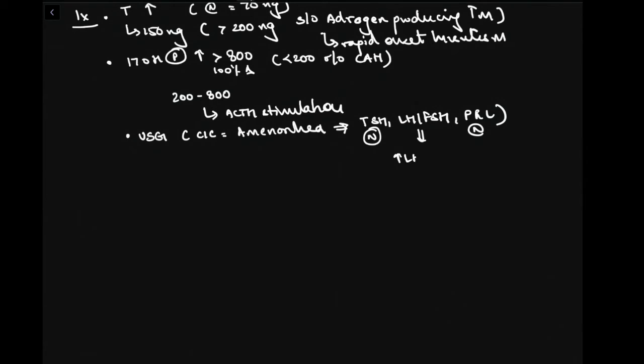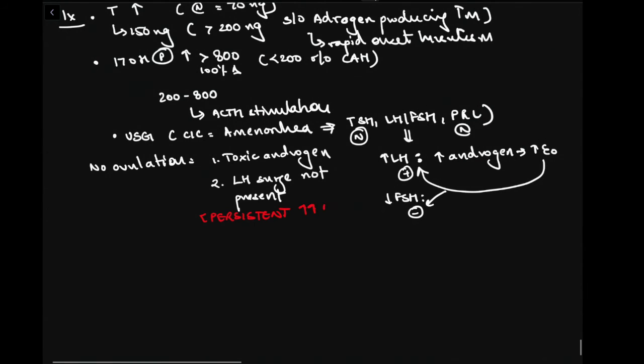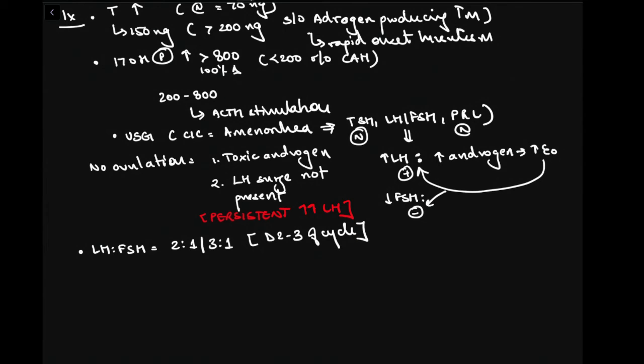In PCOS, TSH and prolactin will be normal, while there will be increase in LH because the androgens give rise to increased estrogen, and high levels of estrogen stimulate LH while they have a negative feedback on FSH. In PCOS, LH is persistently high and therefore there is no ovulation occurring. LH to FSH is generally 2 is to 1 or 3 is to 1. It is measured on day 2 or 3 of the cycle.